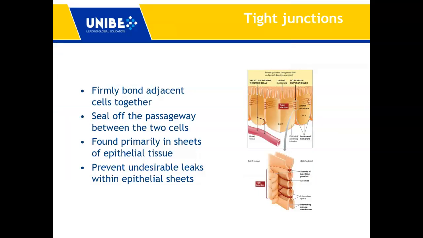Tight junctions firmly bond adjacent cells together. They seal off passage between the two cells, and they're found primarily in sheets of epithelial tissue, like the skin, like the nephron, like the small intestine, and they prevent unwanted leaks within the epithelial sheet.